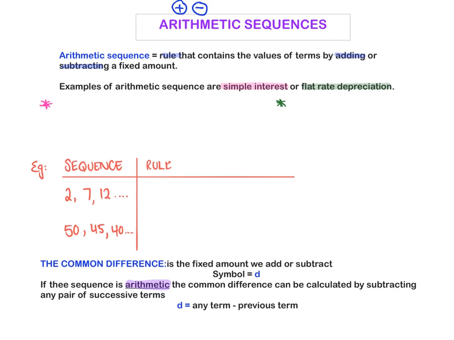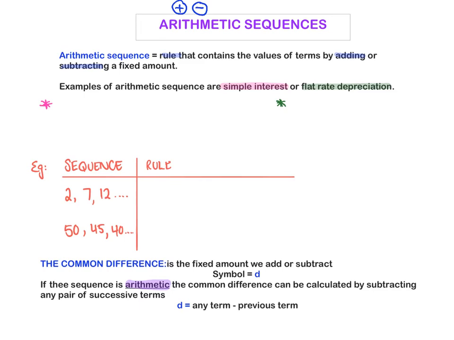An example of a simple arithmetic sequence is simple interest. If you remember back to finance, every year the same amount was added on. So that's an arithmetic sequence. Or flat rate depreciation, where every year the same amount, so it might have been $100, came off the original price every year. So that's arithmetic because it's the same amount, yeah?